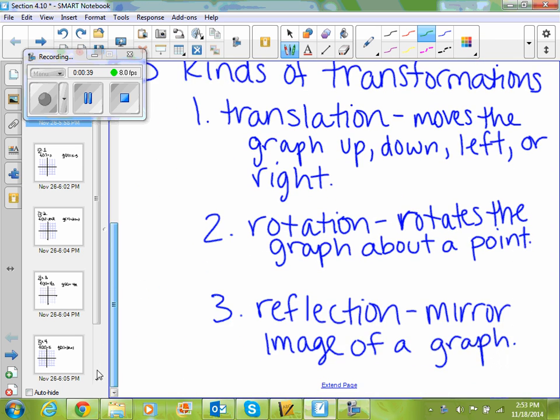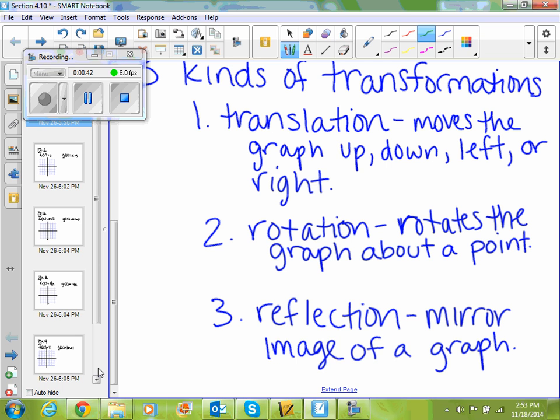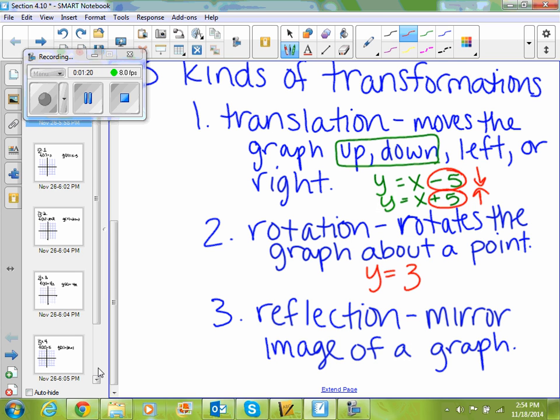There are 3 different types of transformations that we deal with in this class. We're going to deal with translations, which are when you move the graph up, down, left, or right. We are only dealing with moving the graph up and down for this class. You'll do the rest of it in some other class. So a translation would look something like y equals x minus 5 or y equals x plus 5. When you're adding or subtracting something to a graph, it's a translation. Minusing would make it go down, adding would make it go up. That makes sense?